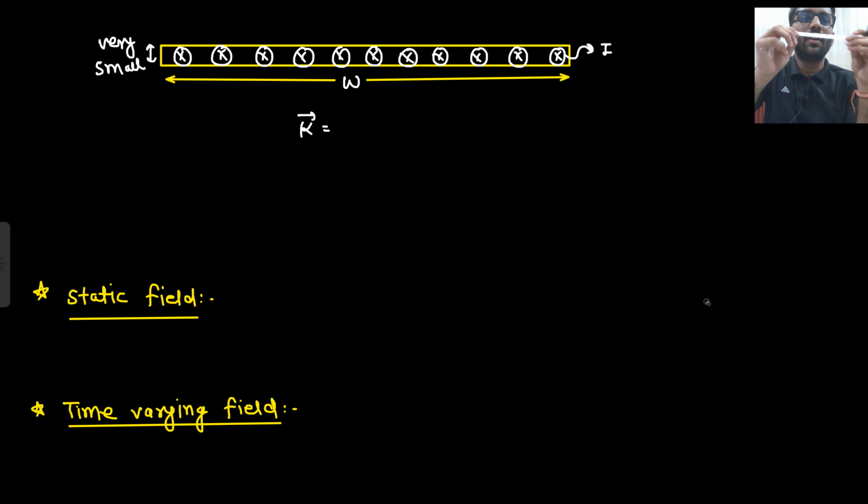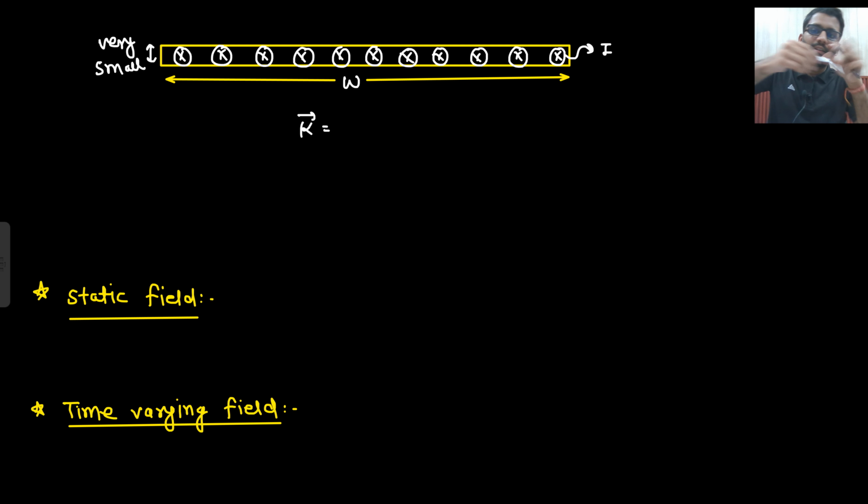Now tell me what I current is crossing. Which length is the I current crossing? Is it crossing this W length or this small length? Basically, I current is going like this. So it is crossing the W length only, no? You will say, sir, actually it is crossing the surface. Yeah, I know. The current is actually crossing the surface.